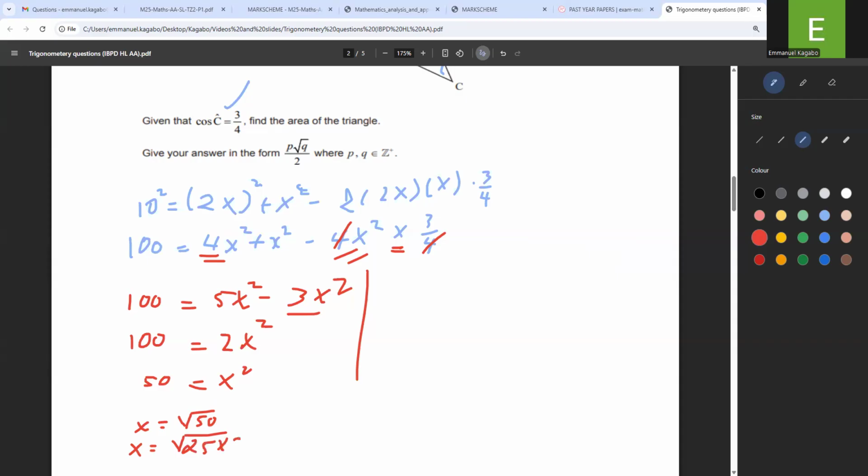So what do I get? Let me come and work from this side here. x is equal to 5, because square root of 25 is 5, then square root of 2. Okay, I've got the value of x, but that's not what they're asking me. They told me to find the area of a triangle. Okay, at least I've got the side.